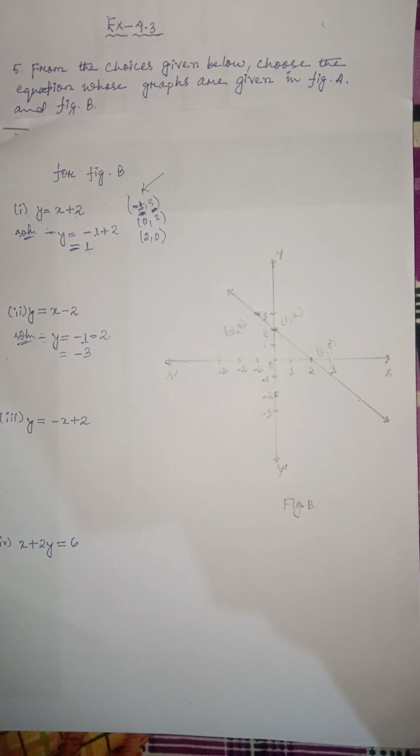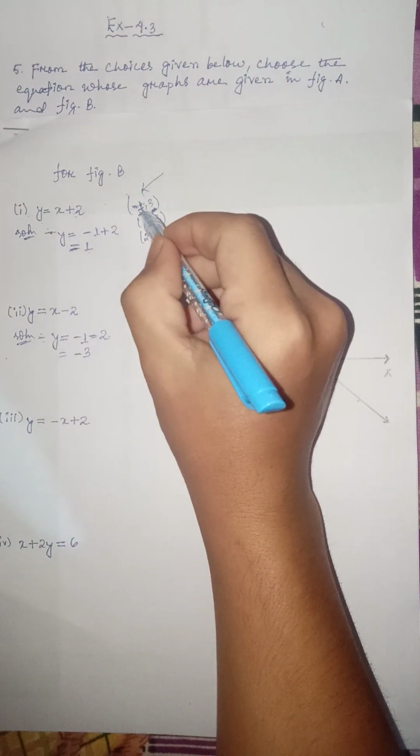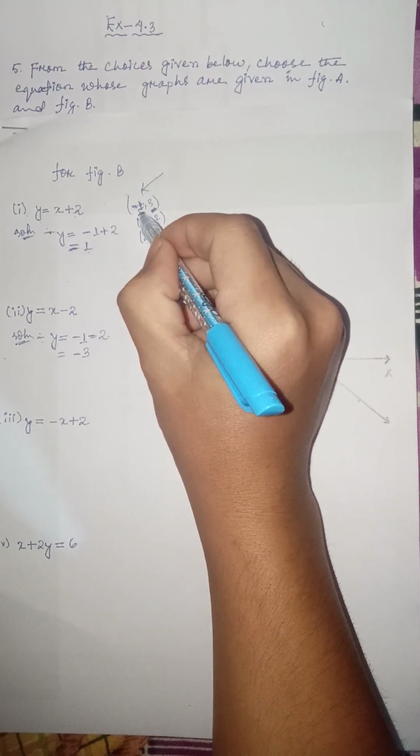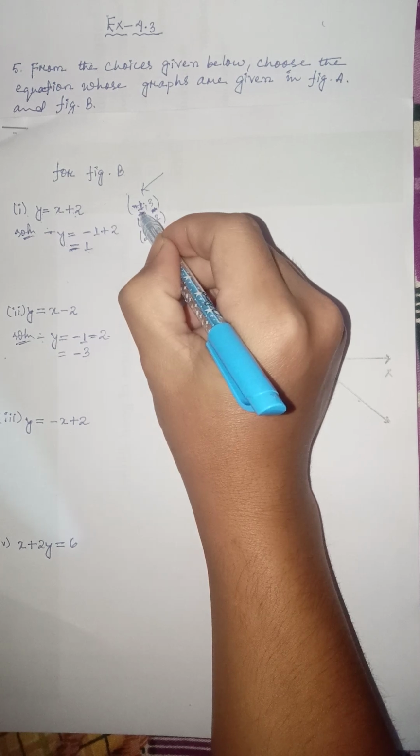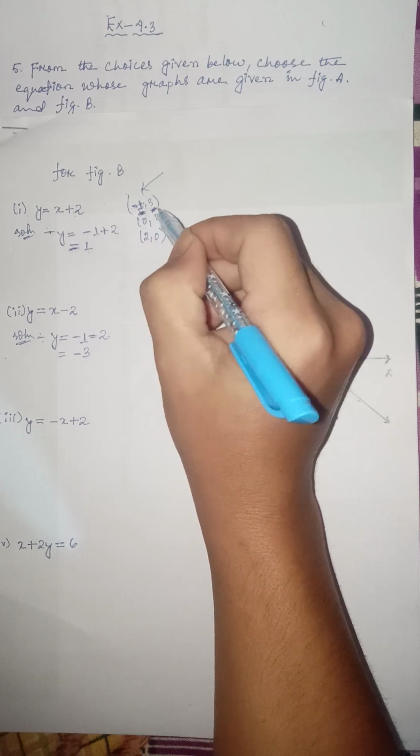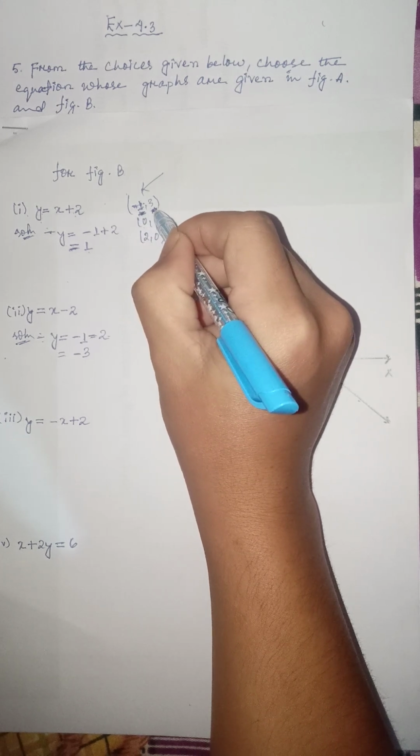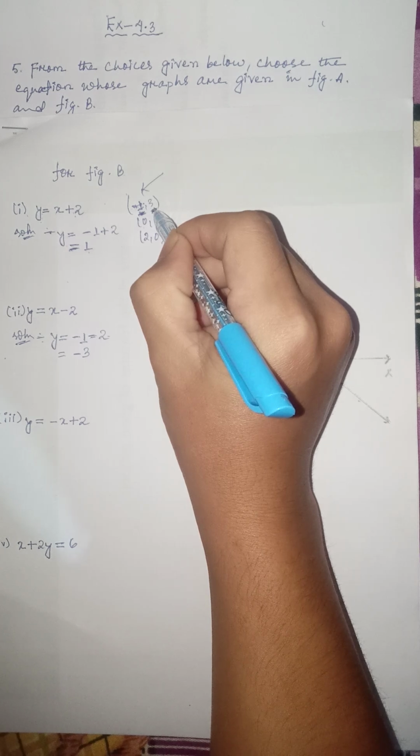In Roman number 3, we have y is equal to minus x plus 2. First of all, we have to put x values as this one. Then, after putting this, we have to check or compute it. Then, if we can get the value of y is equal to 3, then we'll take that equation as the right equation.